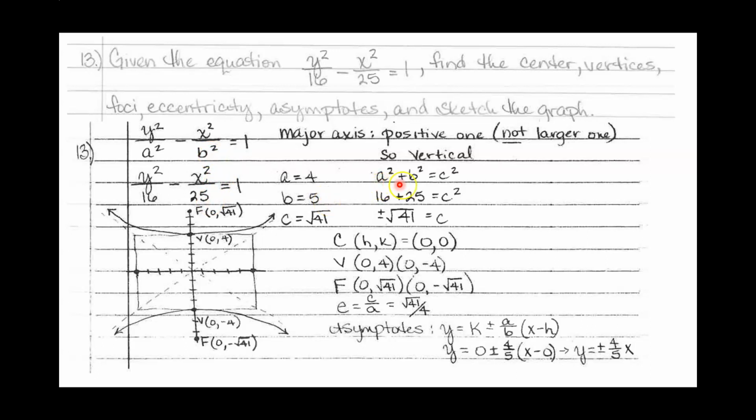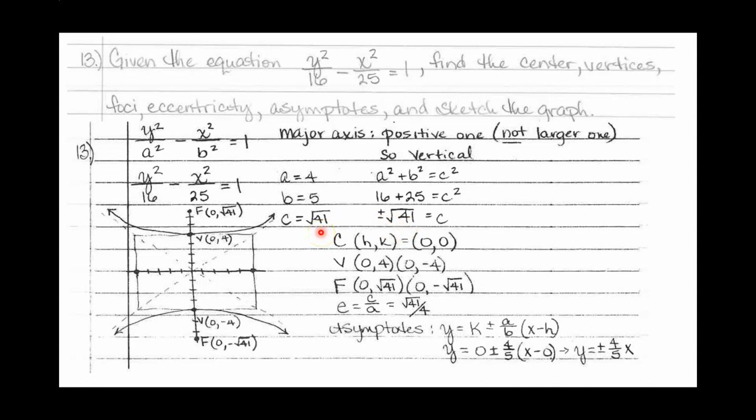And if I know A and B, then I can use that to find C. So we could say 4 squared plus 5 squared is equal to C squared. So 16 plus 25 would be 41. So C squared is 41, or C is plus or minus the square root of 41.